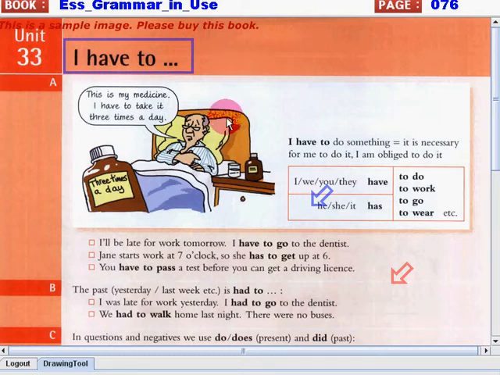We can see an old man lying on his bed, but he's saying something. Let's read. "This is my medicine. I have to take it 3 times a day." So as you can see, he said this sentence. "I have to take." He said he has to take his medicine.